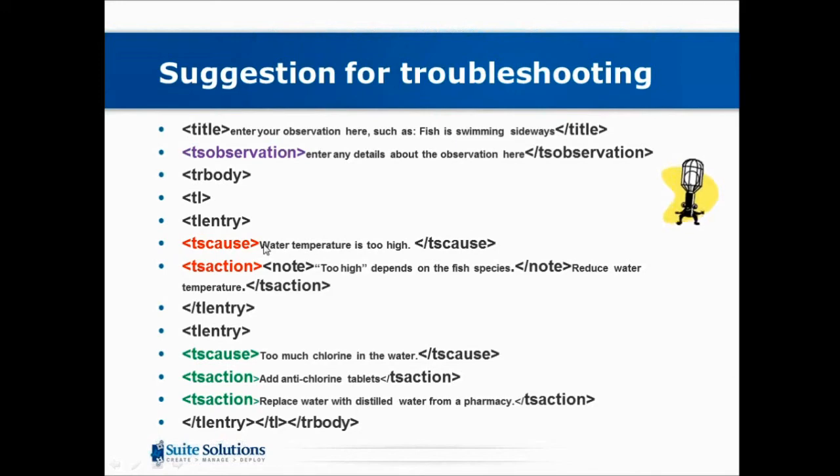In this case, our observation is that a fish is swimming sideways. I'm giving a cause that the water temperature is too high, and I'm giving an action for that. What to do? I want to reduce the water temperature. Maybe there's another cause, too much chlorine in the water, and there I have two possible remedies. I could put in an anti-chlorine tablet, or I could just change the water.